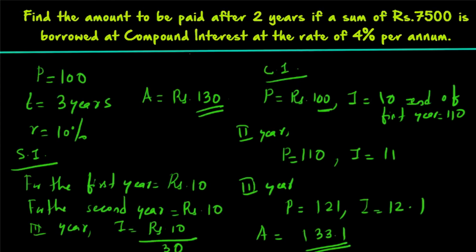When the interest is being compounded, the principal for each year gets changed continuously and the principal will be equal to the old principal plus the interest acquired in the preceding year. So we will be getting a greater amount for compound interest when compared to that of simple interest.